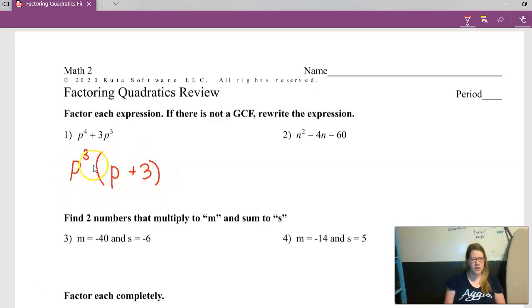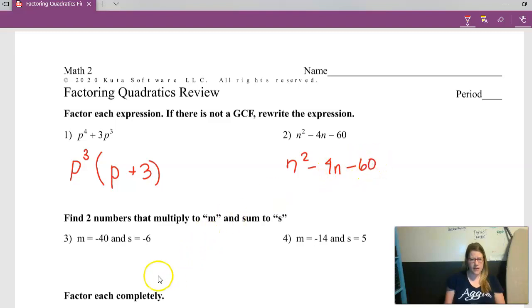Remember, you can always double check to make sure that it's accurate by multiplying back through quickly. So p to the third times p does give me p to the fourth, and p to the third times 3 does give me 3p to the third. So that's all it's asking me to do there. On number 2, there's actually no common factor, and so I would just rewrite it. You guys now know how to factor it using X factoring. You could factor it that way, but since this really was just asking us to factor out the greatest common factor, we're just going to rewrite it because there's no common factor here.